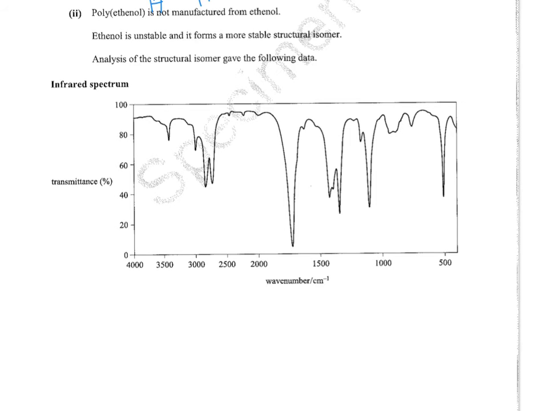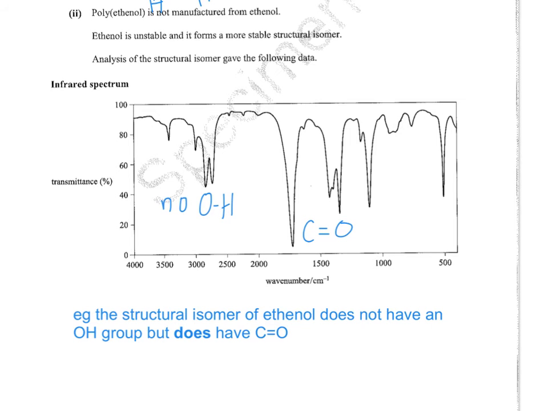So let's have a look at what the information is that we can get from this. There's no OH group, and there is a C double bond O group present. So what we've done is we've established that the structural isomer doesn't have an OH group, even though the ethenol does, but it does have a C double bond O. So I don't know if you're thinking of what I'm thinking. OH group is gone, C double bond O group now in its place. Oxidation of the alcohol to an aldehyde maybe. Well, we'll see. So a possible clue.